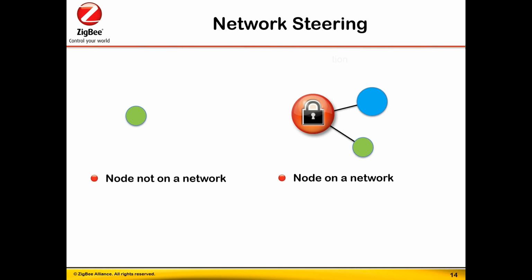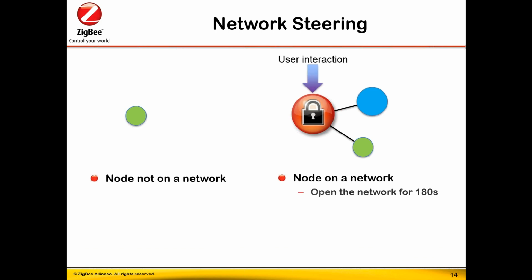On the next slide, we'll get into some of the commissioning mechanisms. On the right-hand side there, we've got a centralized network, and we have a node on the left which wishes to join that network. So this is network steering. This is all about getting onto the network in the first place.